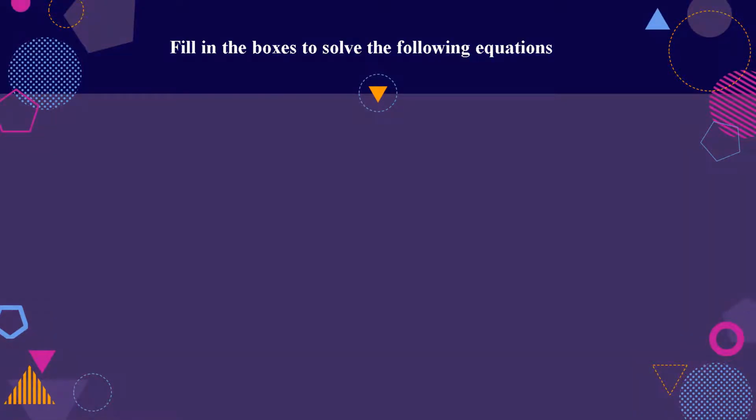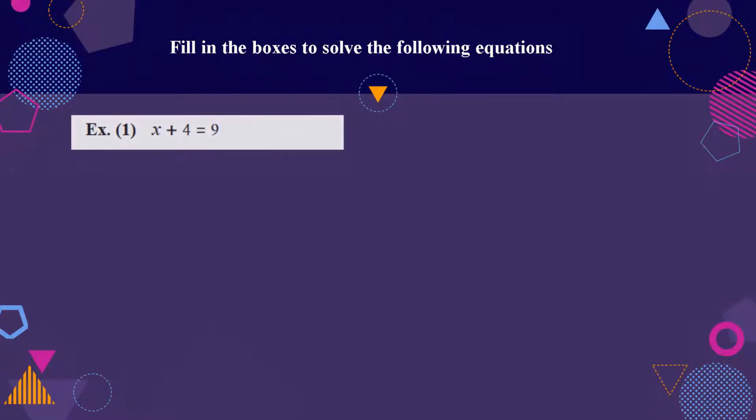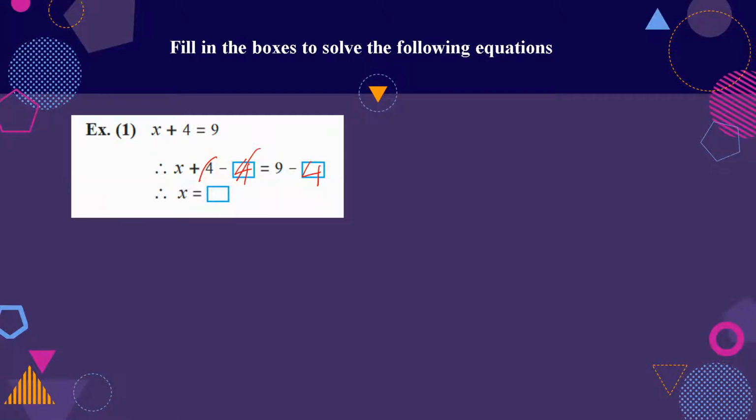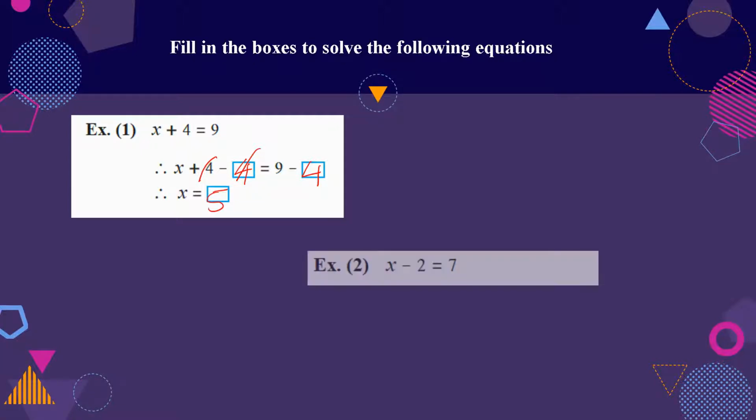Let us do an activity. In this activity, we need to fill the boxes to solve the following equations. So the first one is x plus 4 is equal to 9. In order to find the value of x, first we will subtract 4 from both the sides. So here we have minus 4 and minus 4. So here plus 4 and minus 4 will get cancelled, and on the right hand side you'll be left with 9 minus 4. And 9 minus 4 is 5. The value of x is 5.